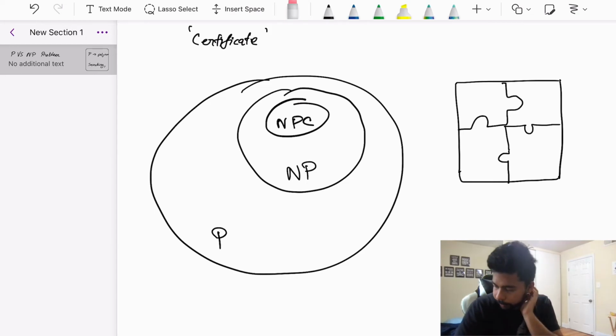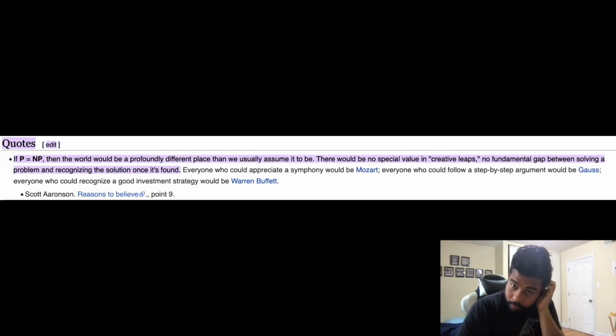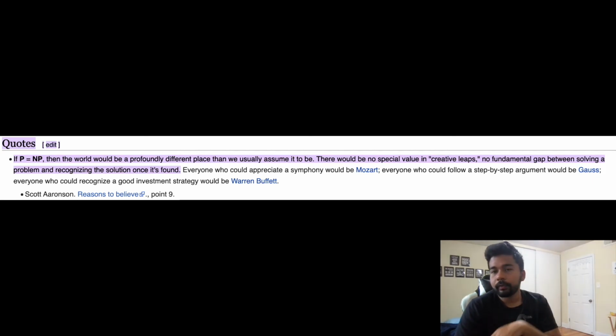There's a famous quote by, I forgot who, I'll leave a link in the description. I think it was some famous theoretical computer scientist who said that if we could prove P was equal to NP, then every person who enjoyed music would be Mozart, and every person who was interested in investing would be Warren Buffett, right? You kind of get what I'm getting at here, right?